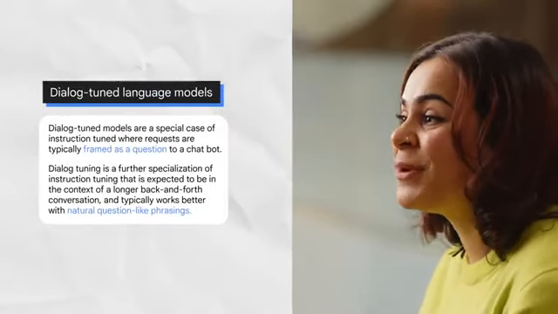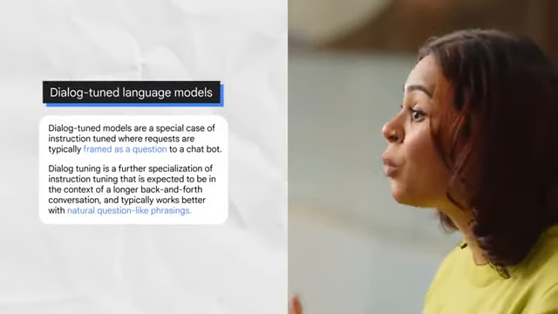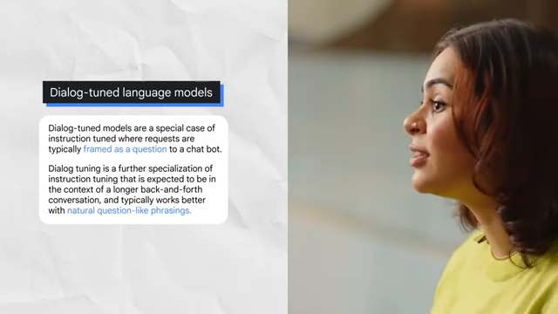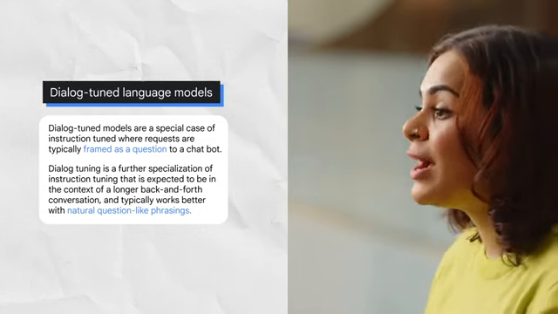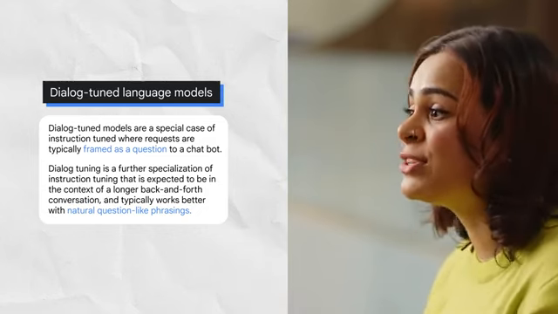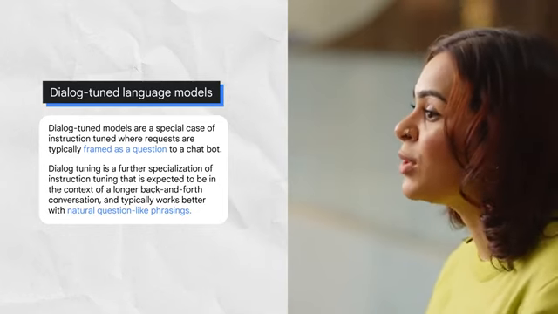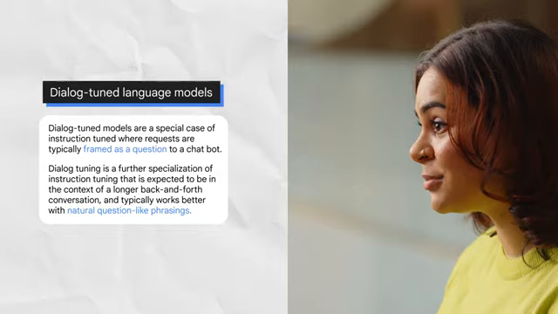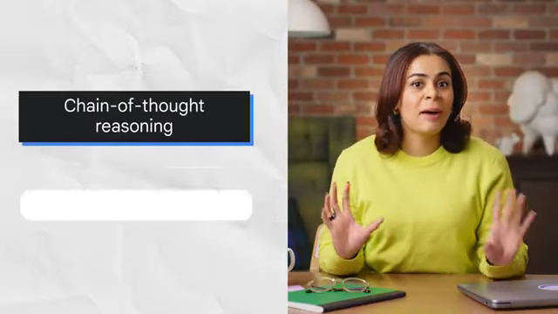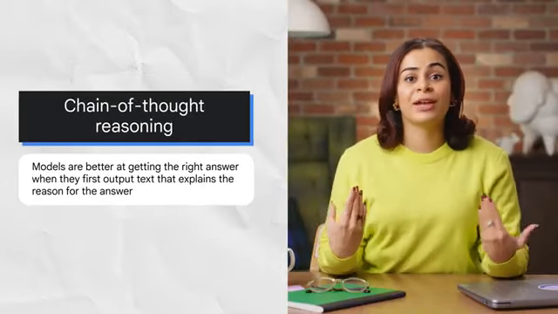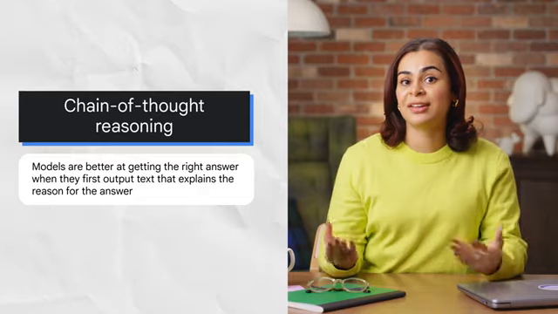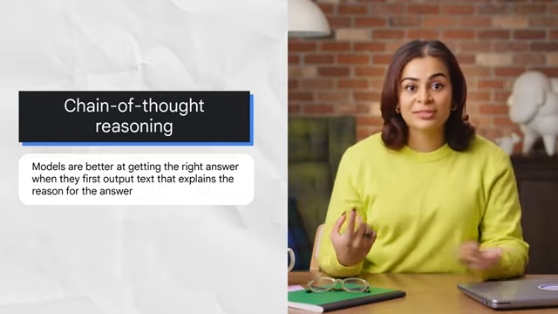Dialogue-tuned models are a special case of instruction-tuned where requests are typically framed as questions to a chatbot. Dialogue tuning is expected to be in the context of a longer back-and-forth conversation and typically works better with natural question-like phrasings. Chain-of-thought reasoning is the observation that models are better at getting the right answer when they first output text that explains the reason for the answer.